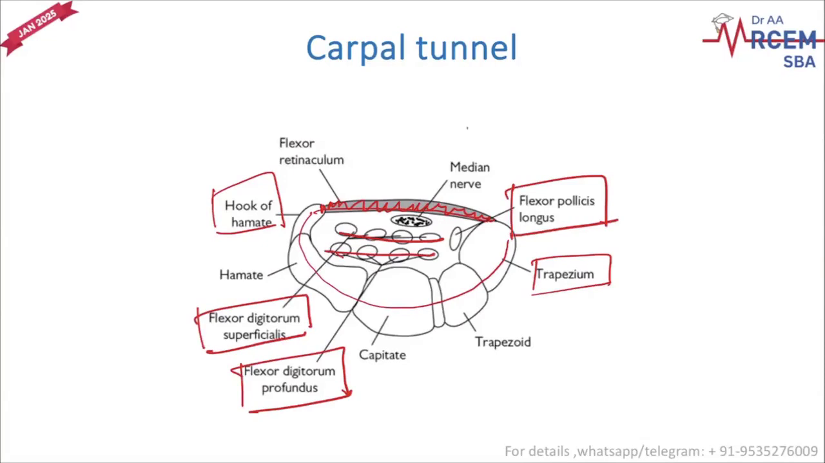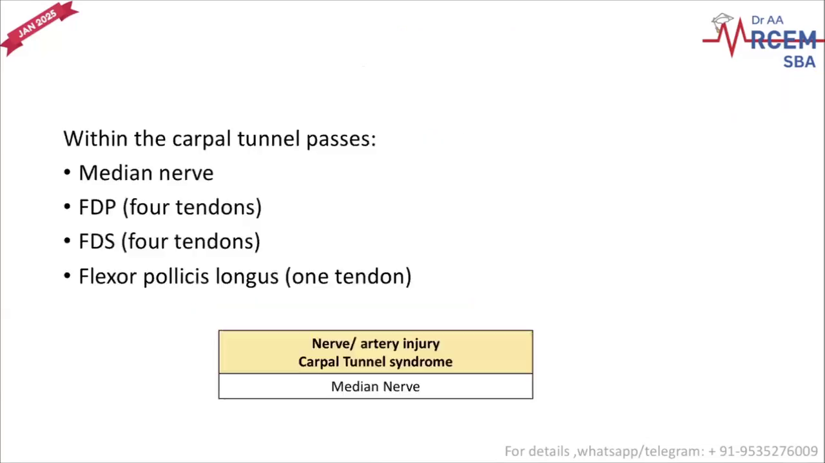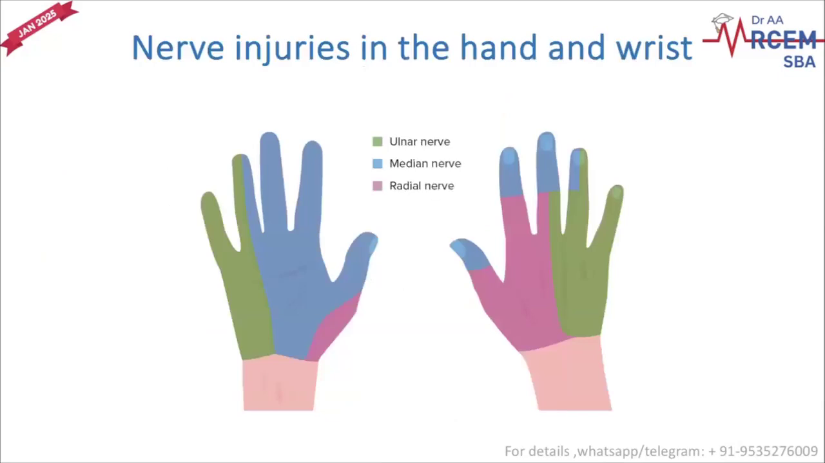The important structure you need to remember is the median nerve. Because any increase in pressure in the compartment will cause compression of the median nerve and the pathology is seen. That's why it is important. So the structures we have already discussed. In carpal tunnel syndrome, you usually see a median nerve injury.